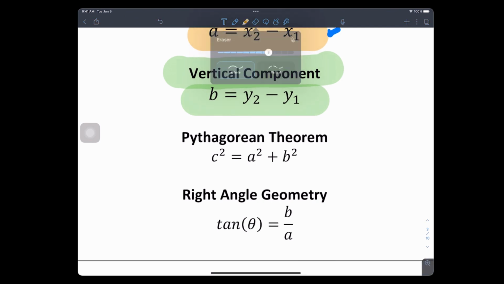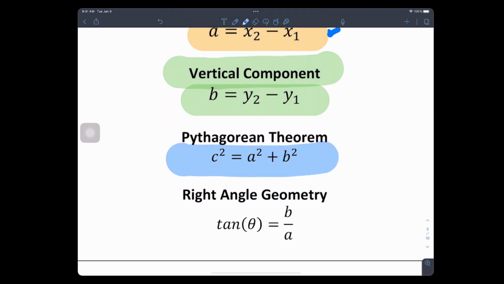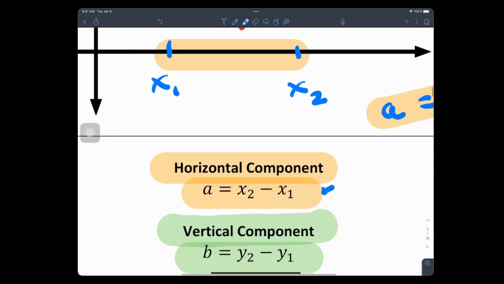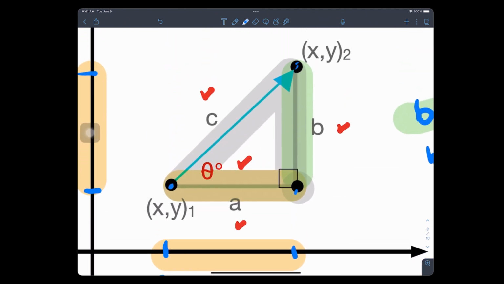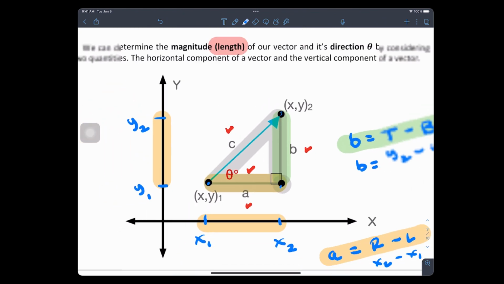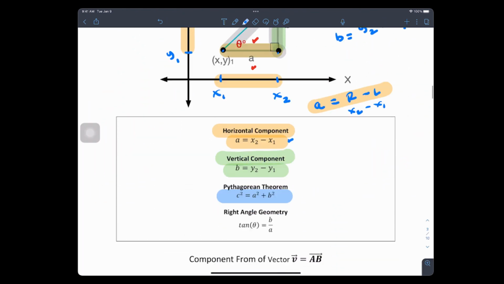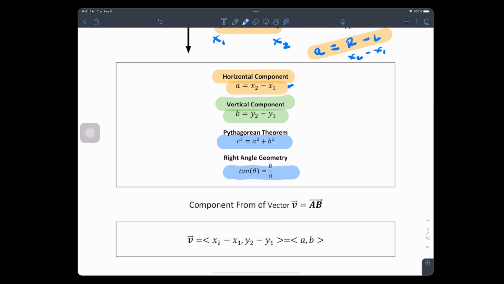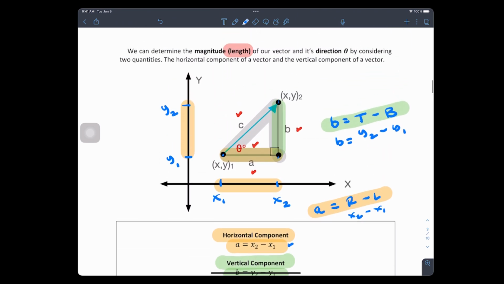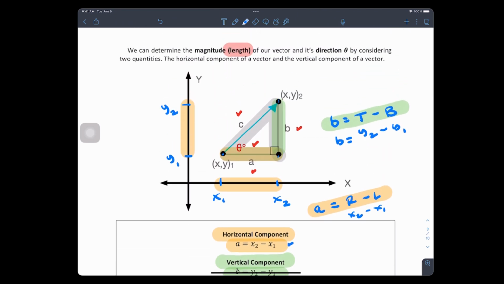Okay? Not only that, from geometry, what do we know? The definition of tangent of theta is B over A. All right? Tangent theta is B over A. And that's why they kind of changed the notation for you guys. Okay, you guys okay with that? So far, so good? Not too bad?